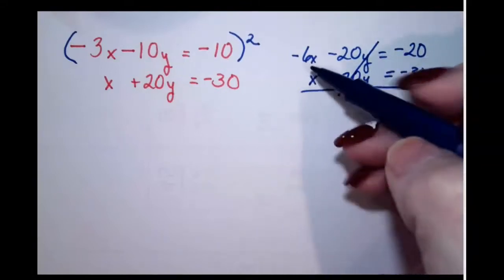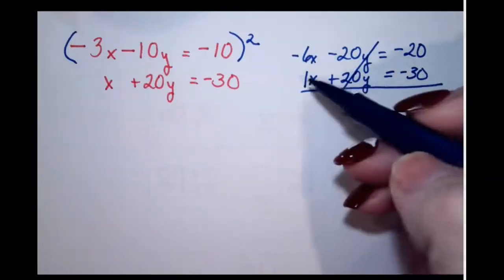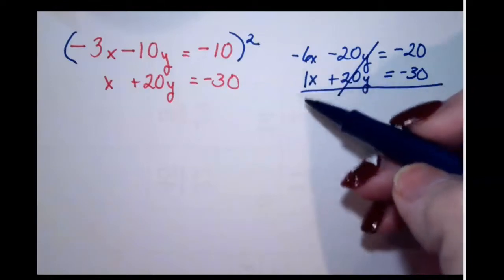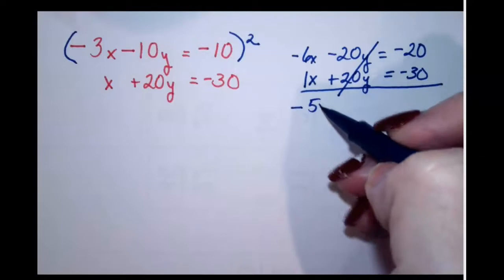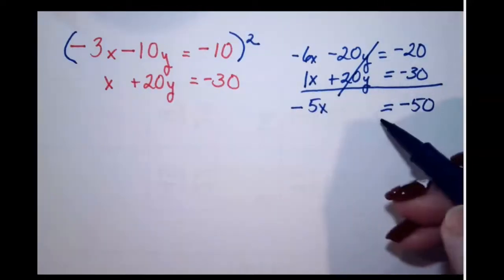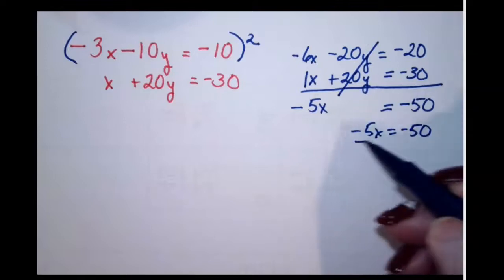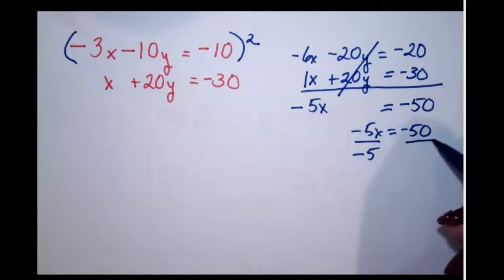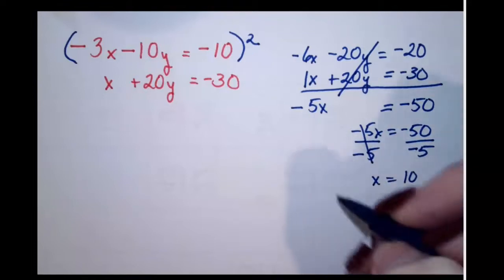So that's gone. A negative 6x, and remember this is a 1x. If that helps, make sure you put your 1's in. So that's negative 5x equals negative 50. So negative 5x equals negative 50. Last step, divide by negative 5. X equals 10. How do we find the y?